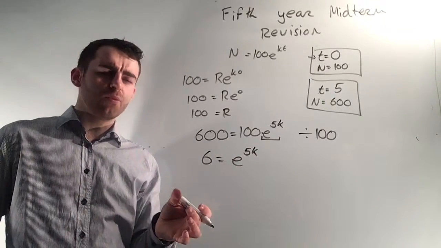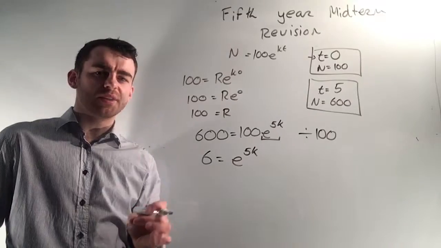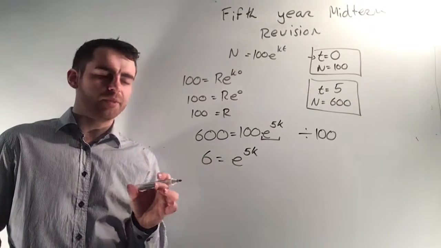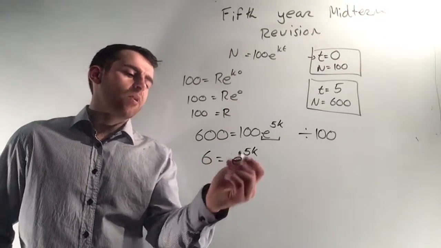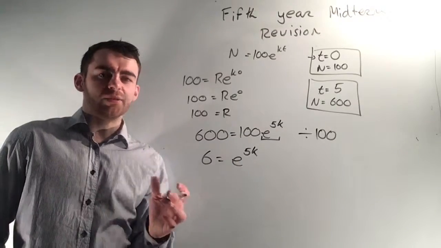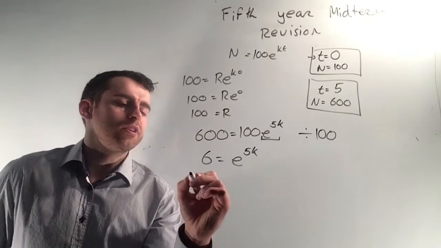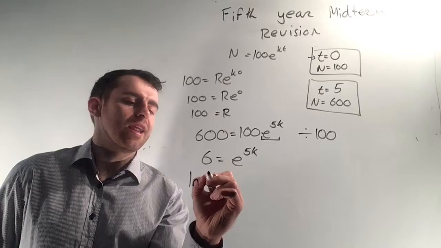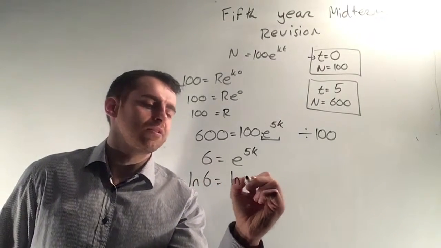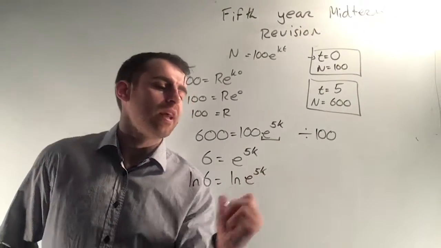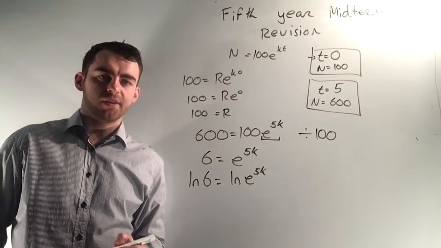Now there's a number of different ways of introducing your logs here, so I hope I'm doing it the same way as you have been doing it. In this case then, my unknown is in the power, so what I need to do is introduce logs. And what I'm going to do is introduce the natural log, ln. If you do that, it literally just means you put ln in front of the left-hand side and ln in front of the right-hand side.